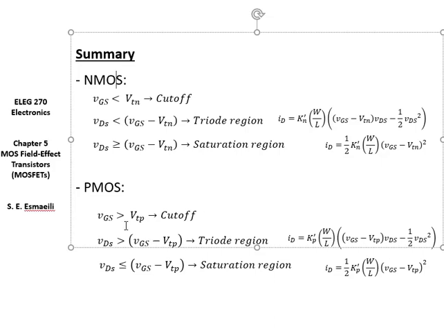First of all, if VGS is bigger than VTP, we're in cutoff. So VGS has to be smaller than VTP. You can imagine, right? You need a kind of negative voltage. Then, if VDS is bigger than VGS minus VTP, we are in triode. And if VDS is smaller than VGS minus VTP, we are in saturation.